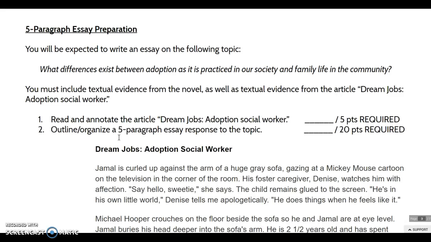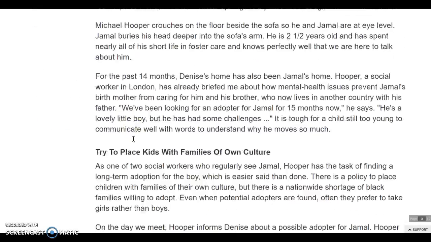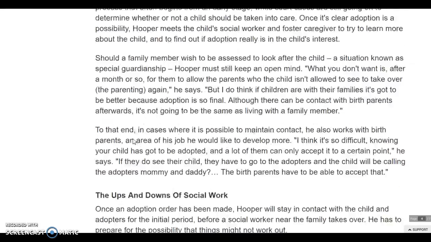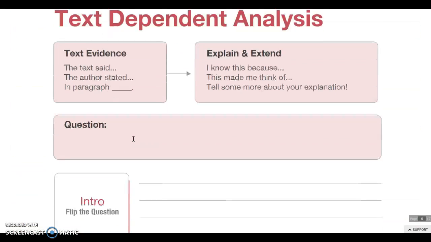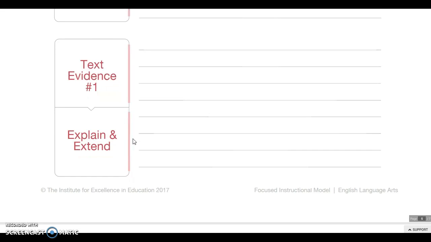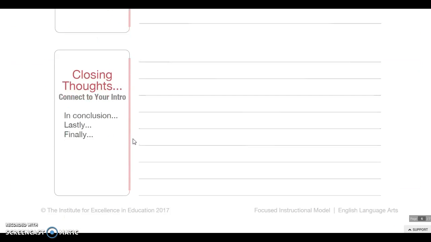We will be doing this together as a class. When we do this as a class, we will read and annotate this article, Dream Jobs, Social Worker, and once you finish that, you will have an opportunity to choose which organizer you would like to use in order to outline your essay.